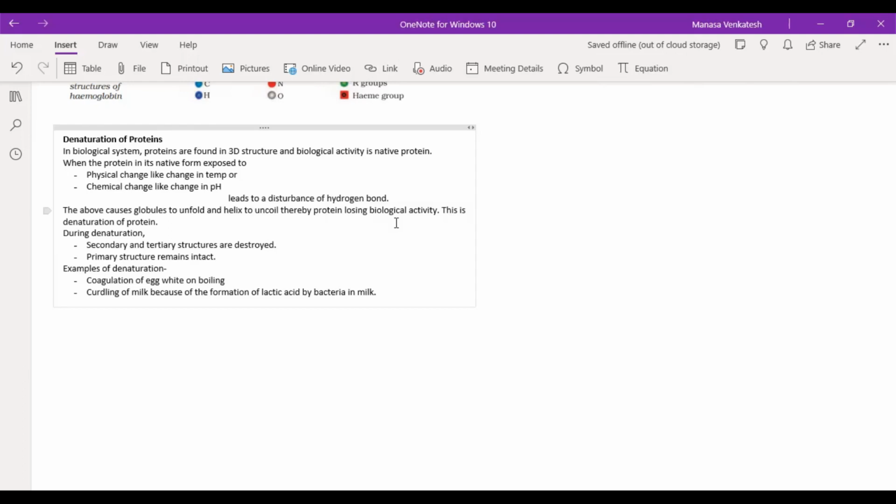The second one is curdling of milk because of the formation of lactic acid by bacteria in milk. So you have a curdling of milk taking place. And if the milk is spoiled, that's how you know, when you heat it a bit, you see that it curdles. And this means that the lactic acid is formed by the bacteria in milk.